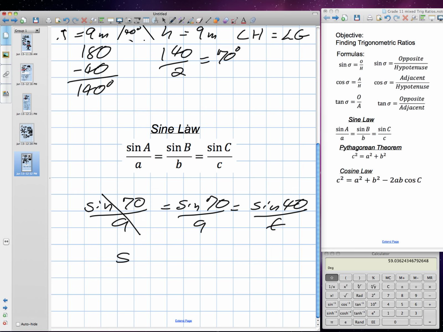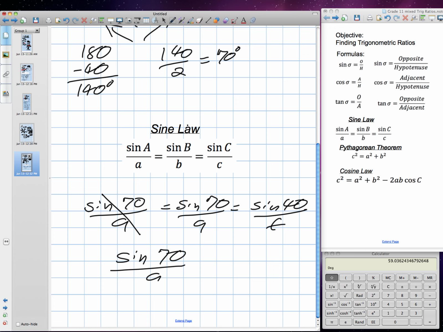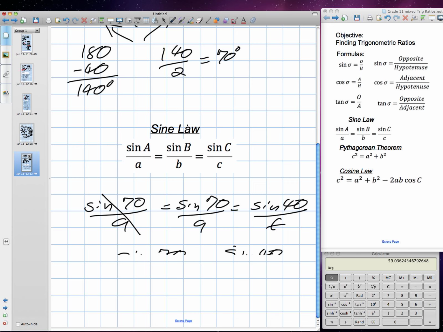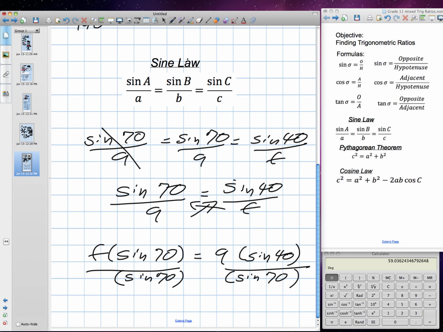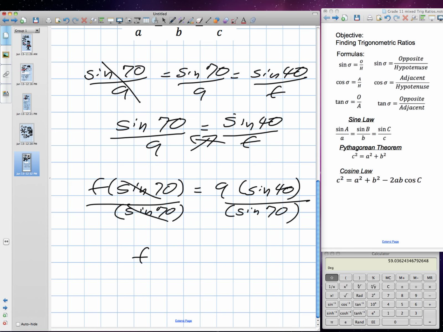We have sine 70 over 9 is equal to sine 40 over F. We cross multiply, just like we've been doing before. F times sine 70 is equal to 9 times sine 40. Divide both sides by sine 70. These cancel out. F is equal to, and when you put that all together and calculate it, it becomes 6.15 meters.